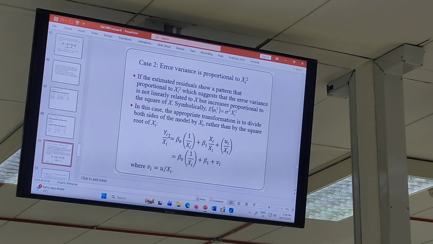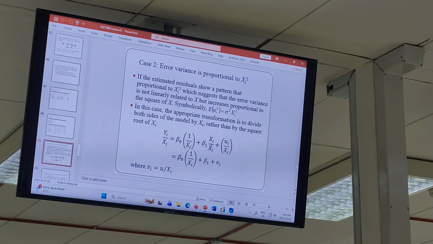So you divide by x, not the square root. Just like before, if you have more than one x, first we have to identify which x, and then you divide the whole equation by that particular x. Do not mix. Let's say this one you divide by x1, this one you divide by x2. You have to divide by the same x. So you will see the example: divide by x, and then the constant becomes the new independent variable 1 over x, and then xi over xi is 1.